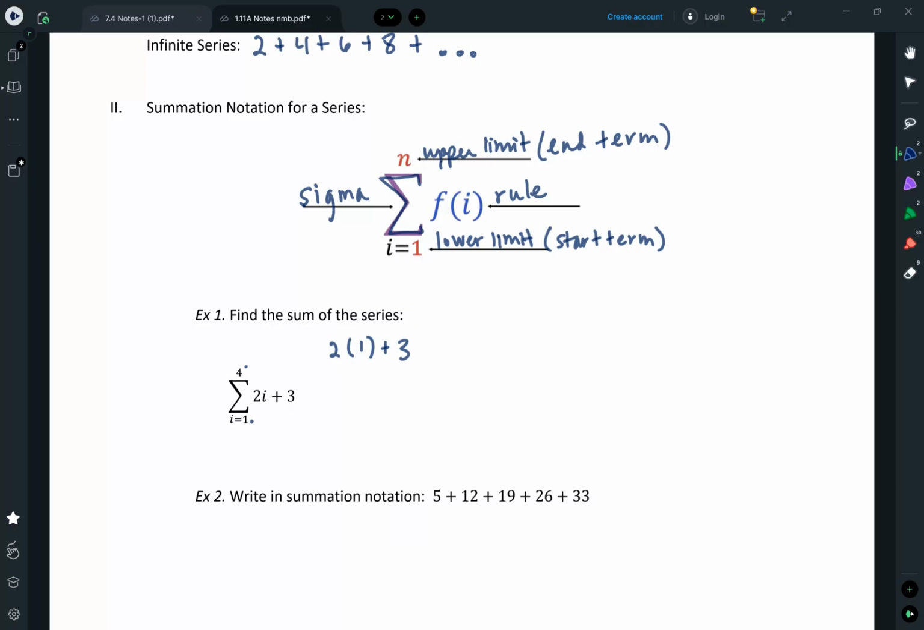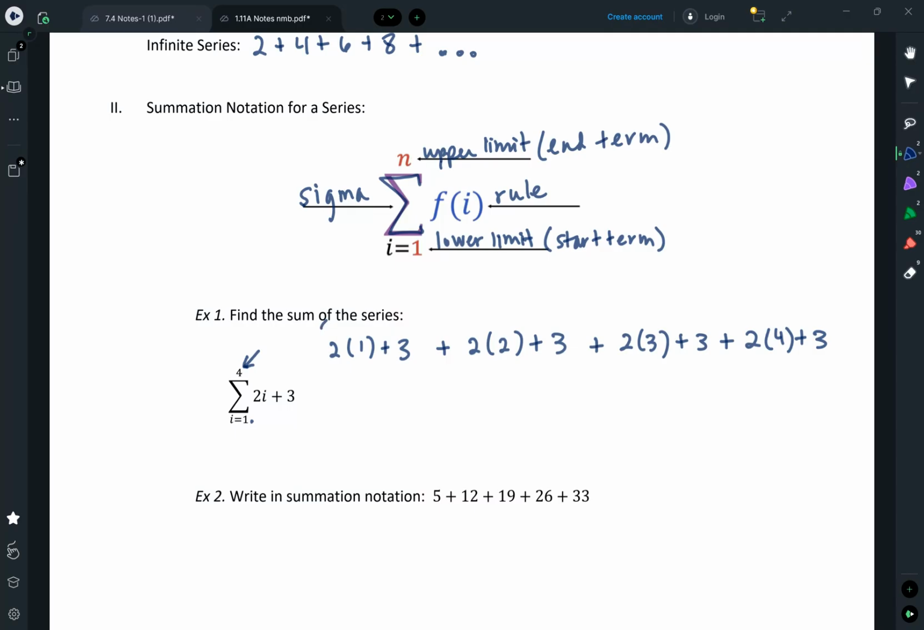And then because it's summation notation, we're adding. So then I have a plus sign, and then I sub in 2. So 2 times 2 plus 3. And then I sub in 3. 2 times 3 plus 3. And then I sub in 4. 2 times 4 plus 3. And then when I get to 4, that's when it tells me to stop. So now I'm done adding them up.